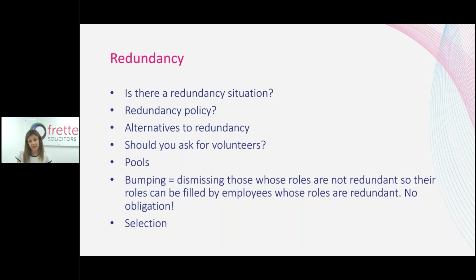So firstly, if we're thinking about redundancies, we need to think how many employees are potentially affected. So work out the numbers. If it is 20 or more, then as I've mentioned, that will engage your collective consultation obligations, which are quite significant. So you would have to think about that in a great level of detail. And I would suggest that you take legal advice if you're dealing with collective consultations. But for our purposes today, let's assume we have under 20 employees.